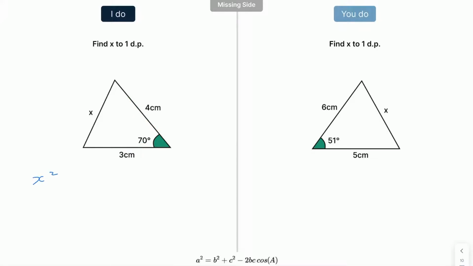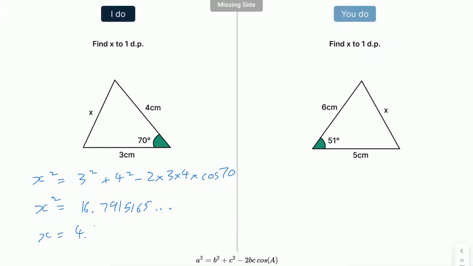So we're looking for x, so the cosine rule is going to be x squared is equal to both the sides, so that's 3 squared plus 4 squared, minus 2 times BC, which is both the sides, times the cos of the angle, and that gives me x squared, and then I'm going to type that into my calculator to get 16.791515 and square root that, and that gives me 4.1 centimeters to 1 decimal place.